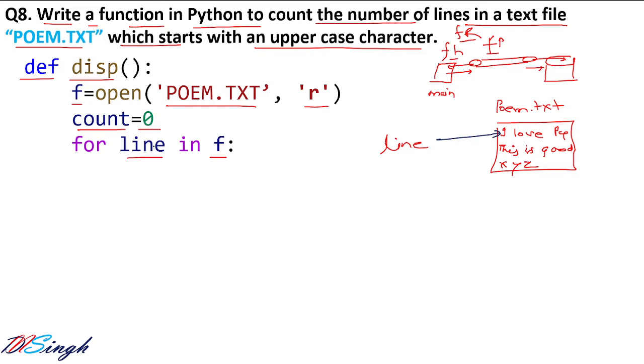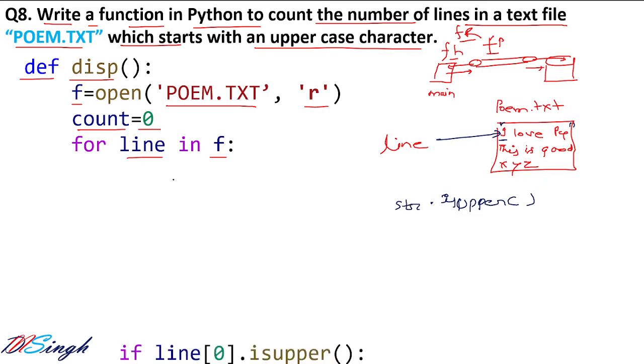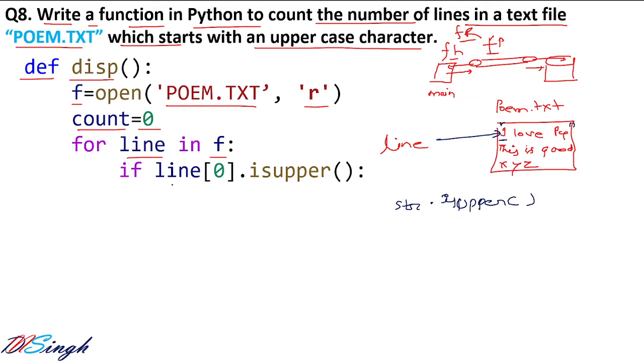This line is in the form of a string. Now for this string, what is the first index? This is the first index here. This is index 0. Now we can check if it is in uppercase. How to check if it is in uppercase? There is a function called isupper, which returns true if the string object is in uppercase. So we have applied the same function here.